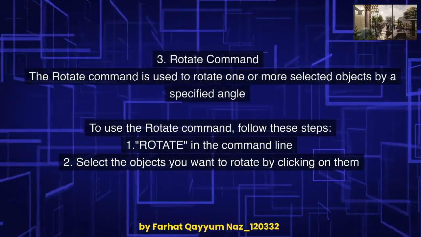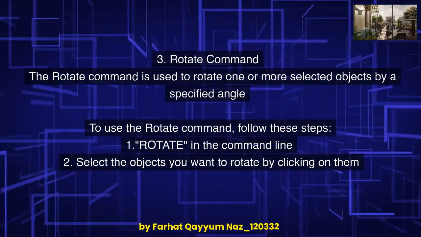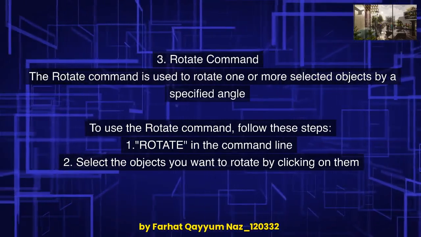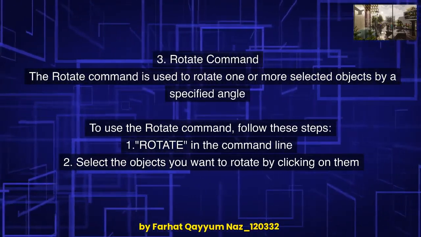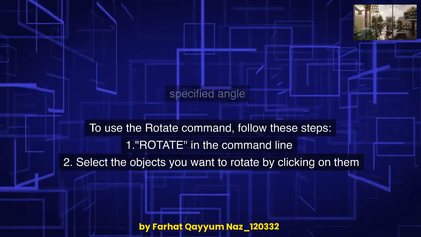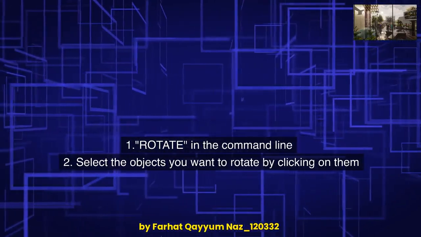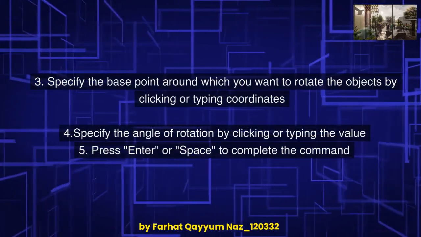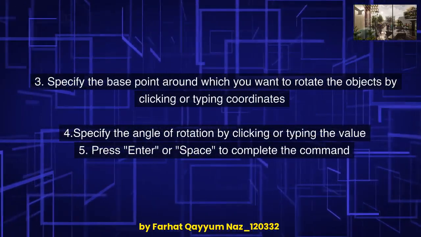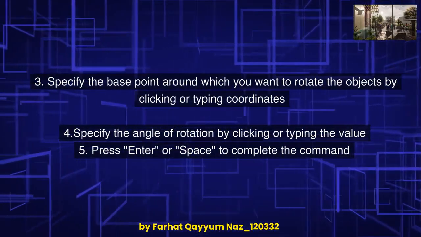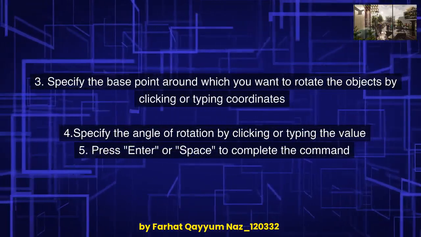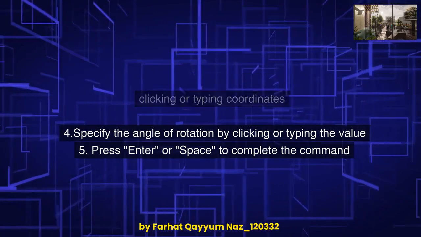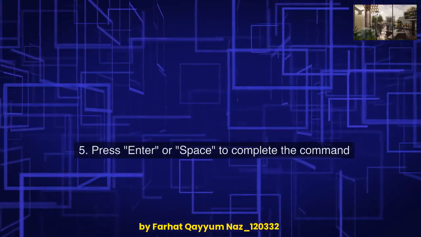3. Rotate command. The rotate command is used to rotate one or more selected objects by a specified angle. To use the rotate command, follow these steps. 1. Type rotate in the command line. 2. Select the objects you want to rotate by clicking on them. 3. Specify the base point around which you want to rotate the objects by clicking or typing coordinates. 4. Specify the angle of rotation by clicking or typing the value. 5. Press Enter or space to complete the command.